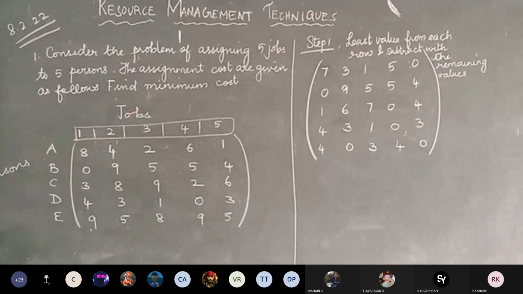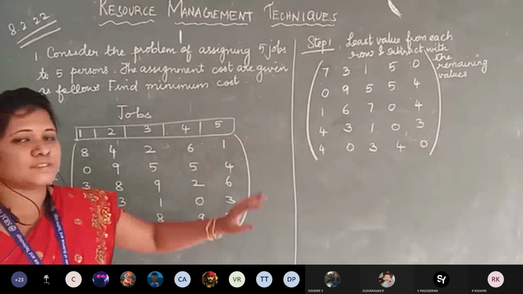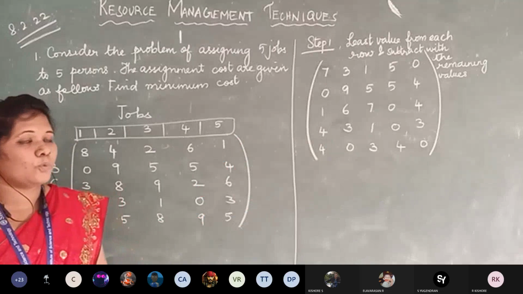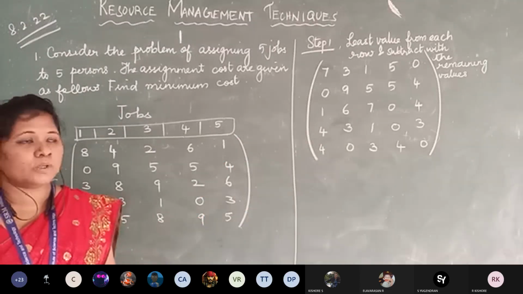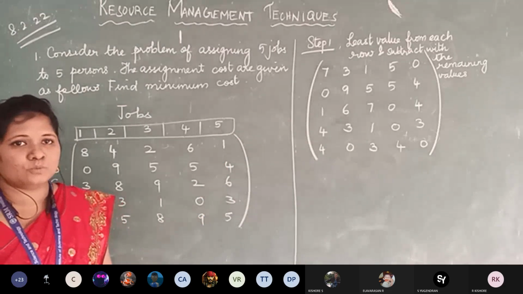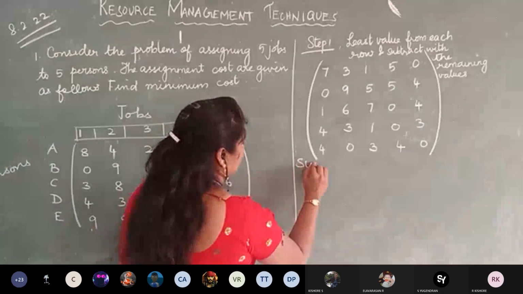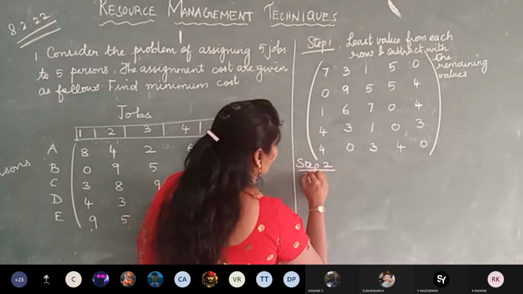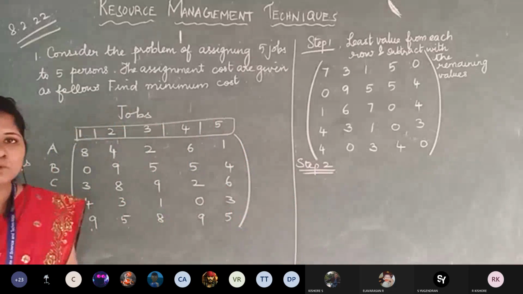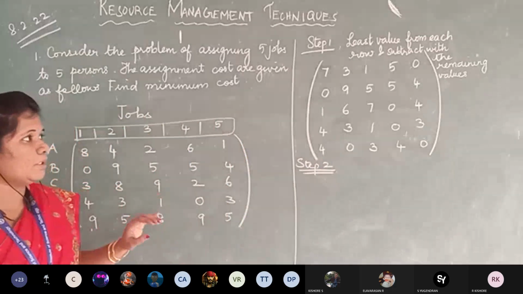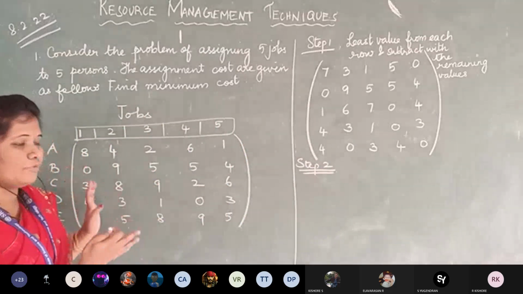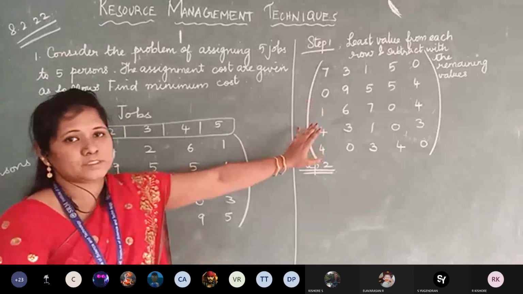Okay. So after that, you have understood your step 1. Step 1, you will do it row wise. Next, we'll go on to step 2. Step 2 will be column wise. Same thing you will follow, but you will do it column wise. You won't do it from this step. You will do it from this step.